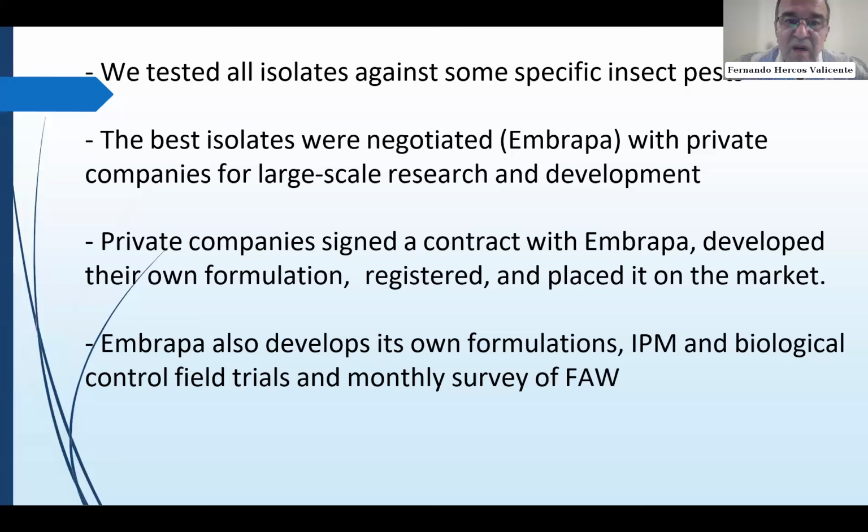We tested all BT isolates against some specific insects, like fall armyworm. The best isolates were negotiated by EMBRAPA with private companies for large-scale research and development. Private companies signed a contract with EMBRAPA, developed their own formulation, registered, and placed it on the market. EMBRAPA also develops with our lab our own formulations, IPM, and biological control field trials, and a monthly survey of fall armyworm. Next, please.